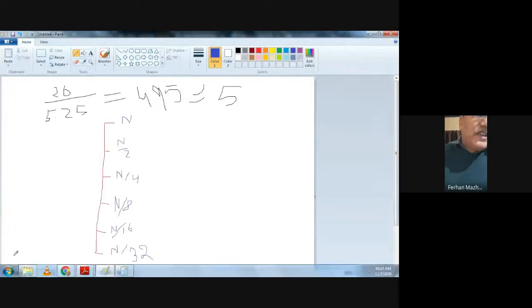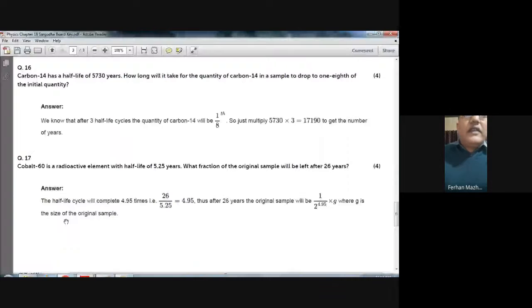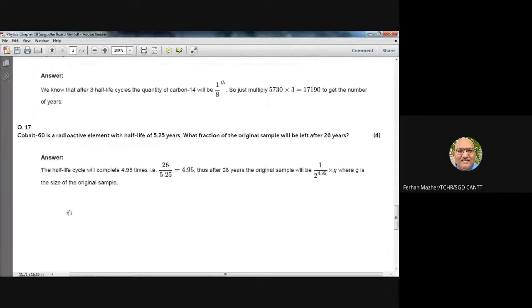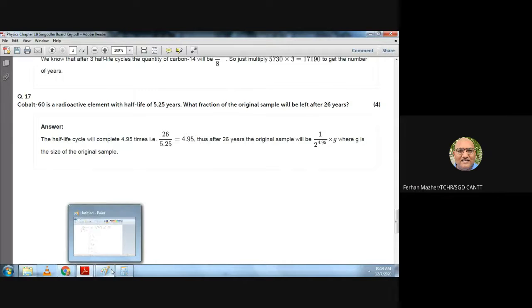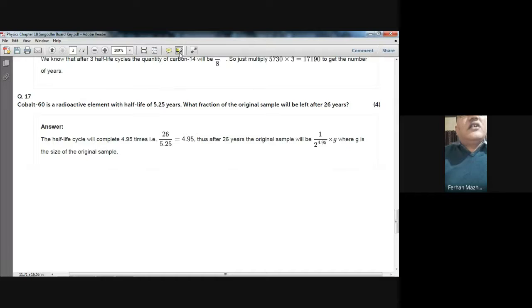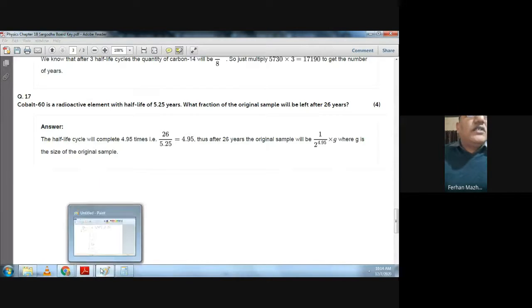So let's see how the knowledge platform gives the answer. This is how they write the answer. He says the half-life will complete 4.95 times. That is how they get this answer: 26 divided by 5.25 is 4.95. Do you know how we can find it directly? Let me show you that formula, the formula he's using. Let me show you on this so I can write.